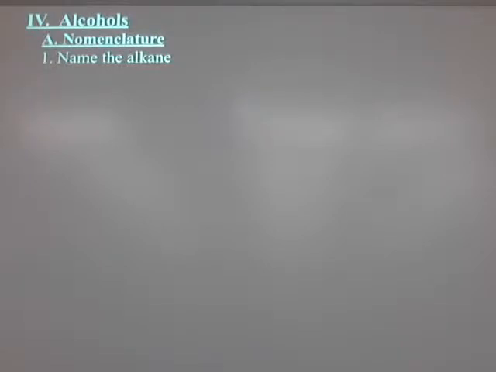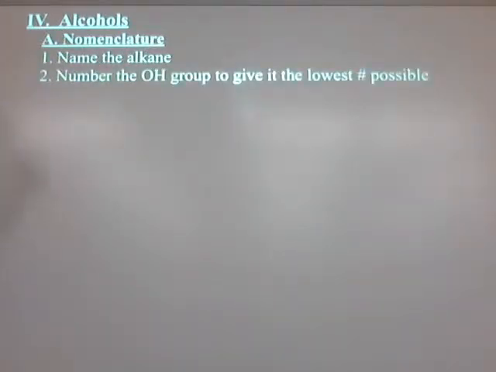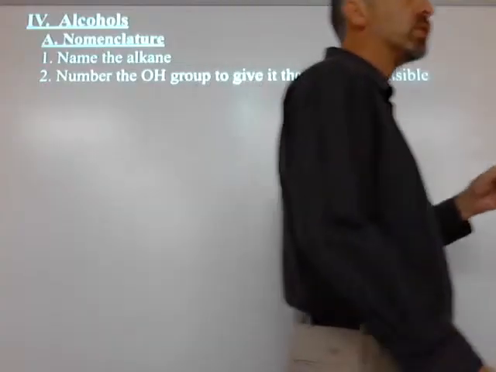All right, so if I've got a methyl or an ethyl or a chloro or whatever on there, I got to name it. I got to start from the lowest possible numbers and all that other stuff. I got to do all that stuff I always did. Di's and tri's and all that. So you name the alkane. Second, you number the OH group. And you want to number them so he has the lowest possible number.